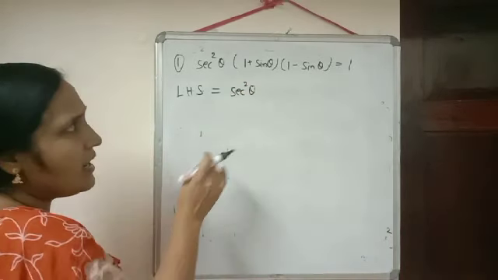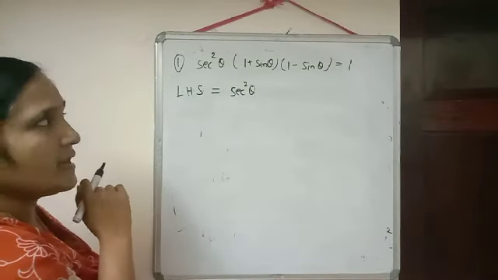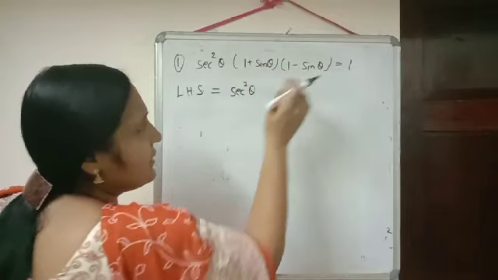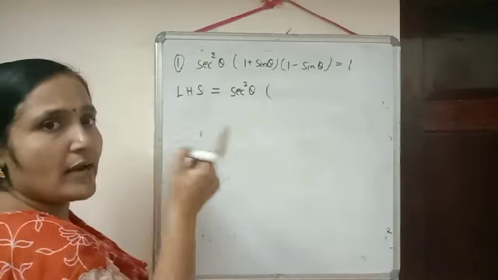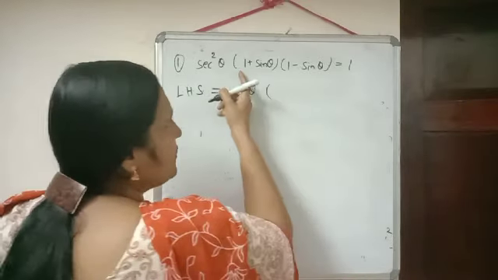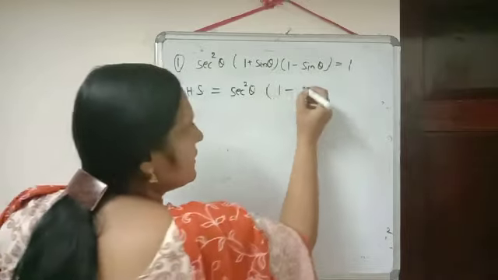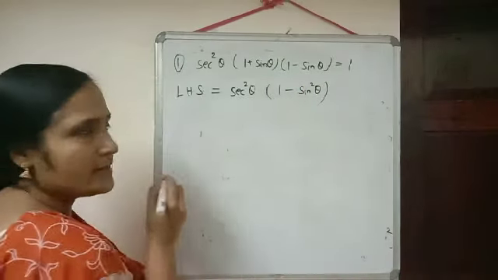Now here we have 1 plus sine theta into 1 minus sine theta. So here we can use the identity (a plus b) into (a minus b), which according to the identity is a square minus b square. So it will come 1 square minus sine theta the whole square, and sine theta the whole square is sine square theta.